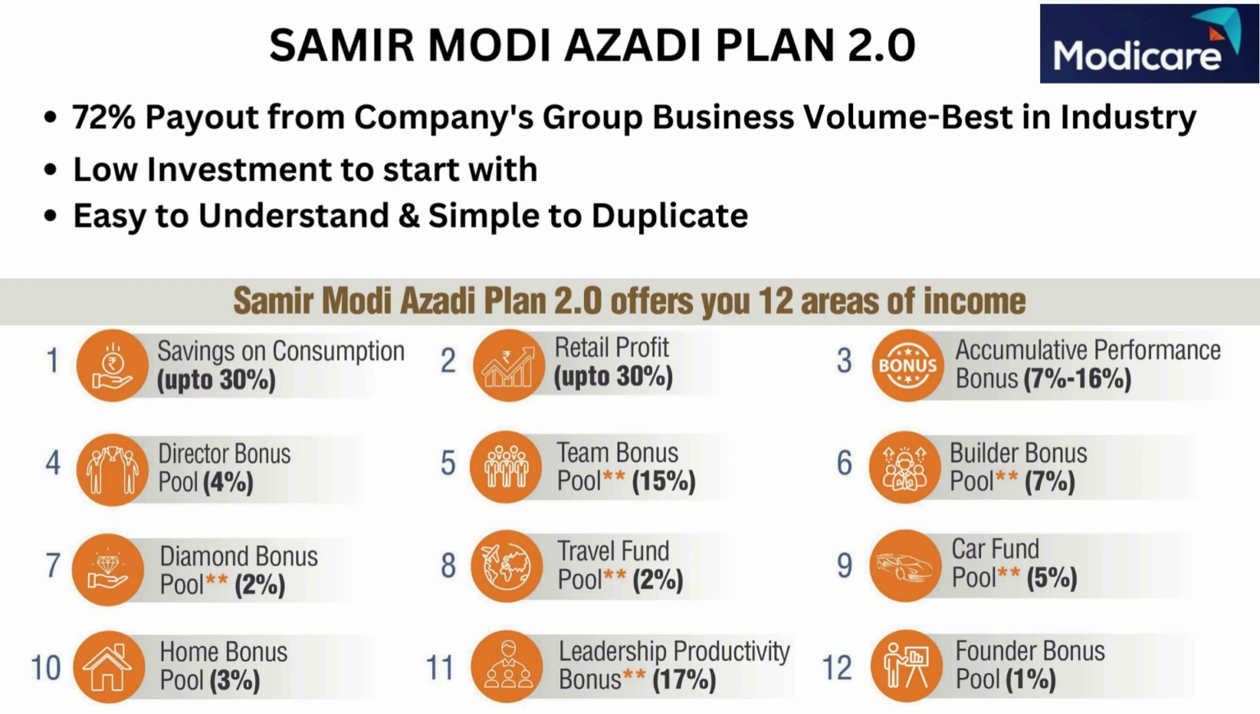Similarly, we have team bonus pool 15%, builder bonus pool 7%, diamond bonus pool 2%, travel fund 2%, car fund pool 5%, home bonus pool 3%, leadership productivity bonus 7%, founder bonus pool 1%. So I'll be covering only up to director bonus in this chapter. Why? Because first you reach director, then we'll talk about the rest of the benefits. So these are the 12 areas of income given by Modicare.